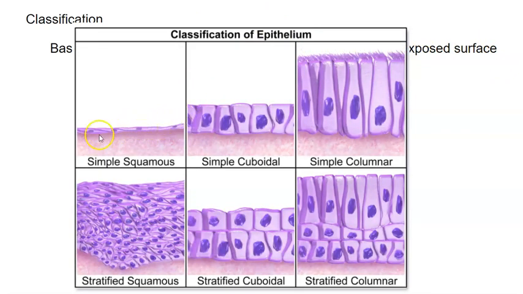Notice what we have here. Simple, simple, simple. Simple means one layer. And then we have stratified, stratified, stratified. Stratified means multiple layers. And then we also have shape, which would be squamous, cuboidal, and columnar. So you want to familiarize yourself with this picture.